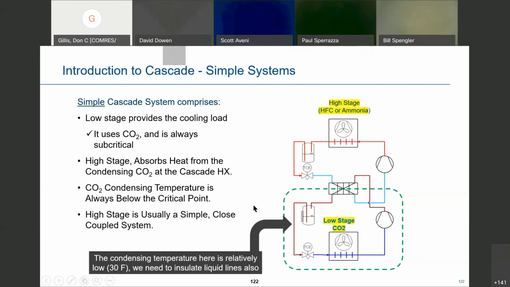Okay, the high stage is usually a simple closed-coupled system. Now the condensing temperature I noted here is relatively low, possibly 30 degrees. We would need to insulate these liquid lines also.